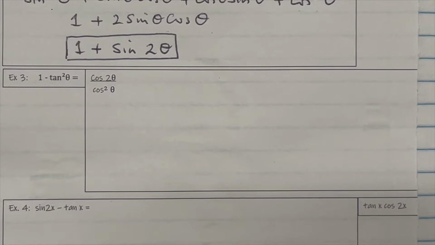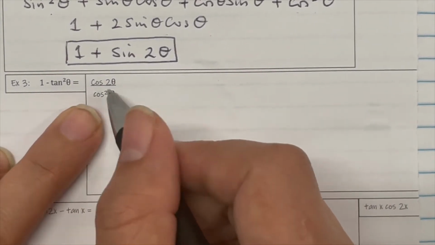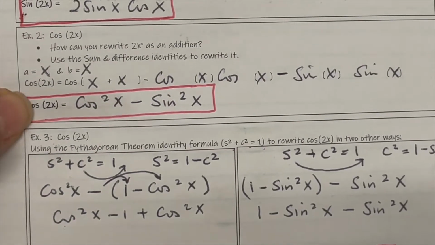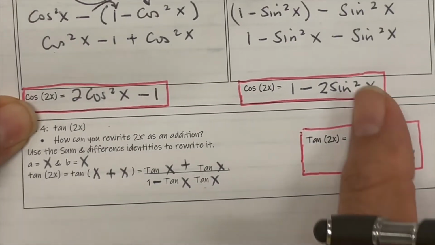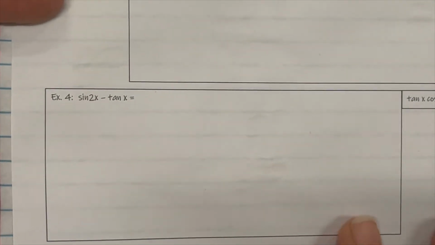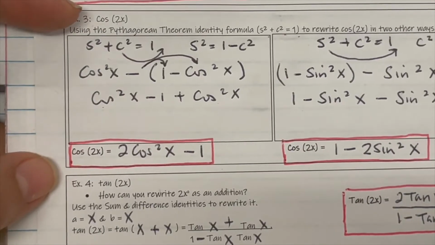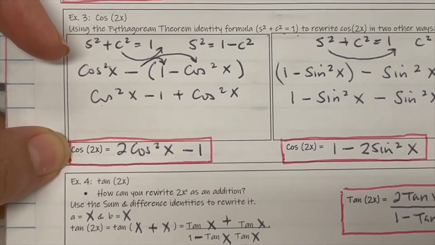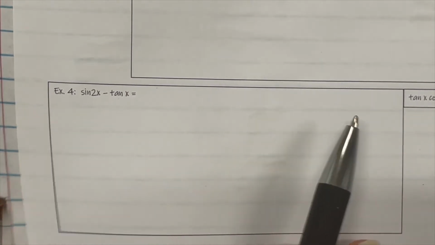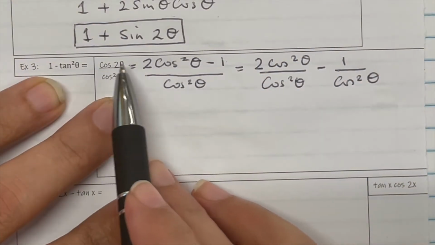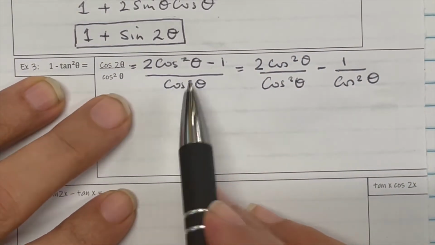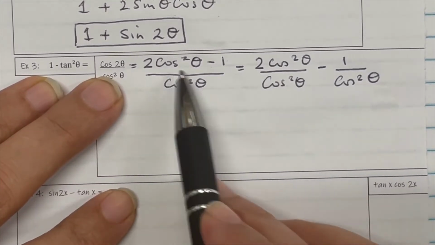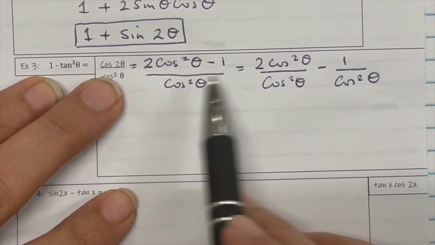All right, so again, we start with the most complicated side, which is the right-hand side. We have cosine of 2 theta, so let's go see what double angle identity. Now, we know there are 3 of them, so which do I pick? Since the denominator has a cosine squared, I'm going to pick the one with cosine squared. So that's going to be 2 cosine squared x minus 1. That's the one that we're going to use.